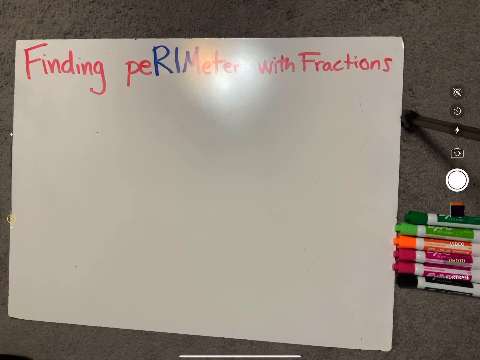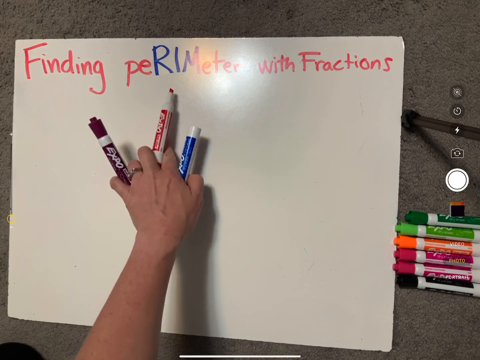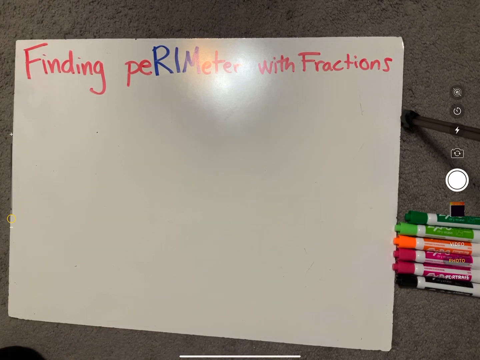Okay, guys, today we're going to talk about fractions in kind of a different way and perimeter in kind of a different way. So we've talked about perimeter before, and that's finding the length around the outside of a shape. So that's why I write it rim, perimeter. But today what we're going to do is have shapes that are measured with fractional length sides.